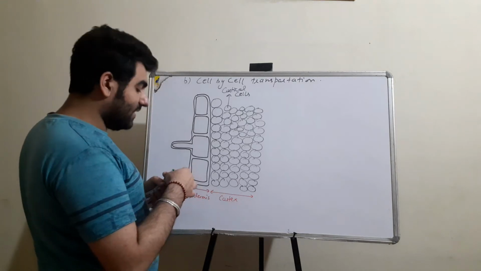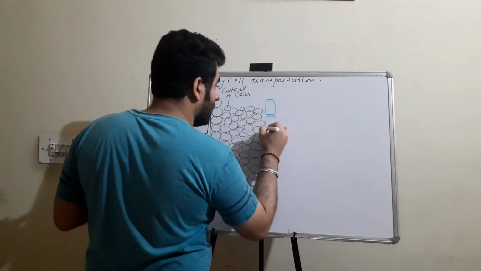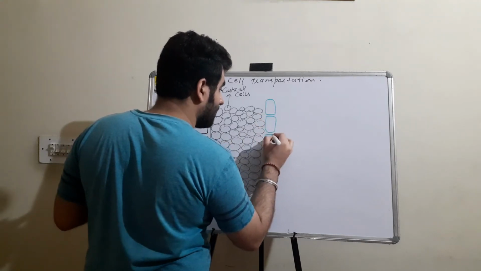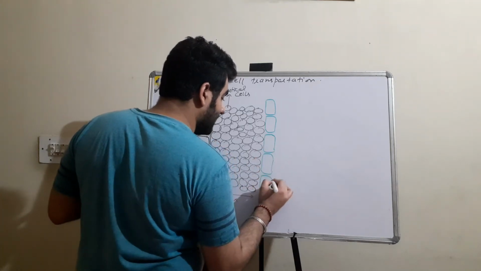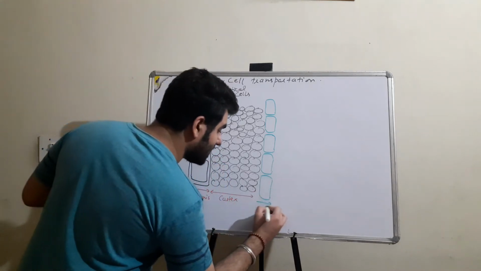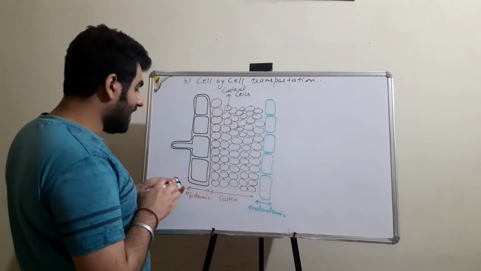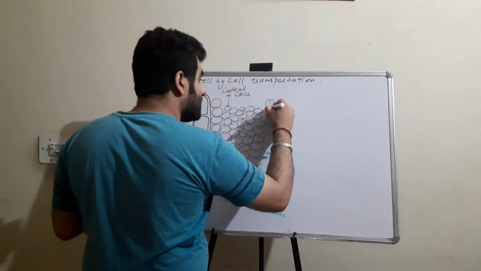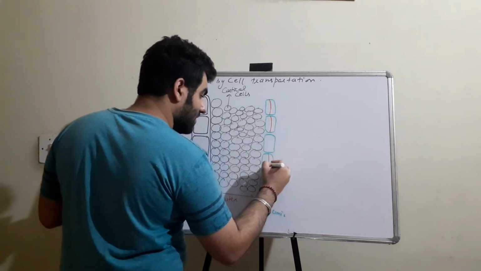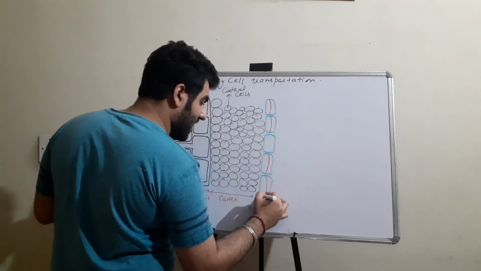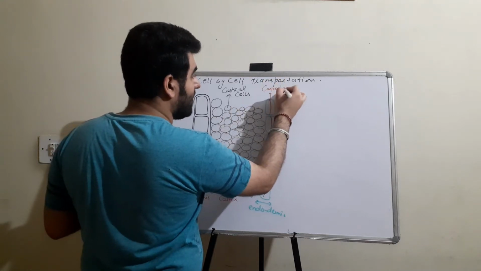Alright. Now the layer where it ends, there is another layer of endodermis. So this is another layer of cells, and this is known as endodermis. Alright. There is the strip present over these cells. These strips are known as the Casparian strips. So these red ones, these are the Casparian strips.